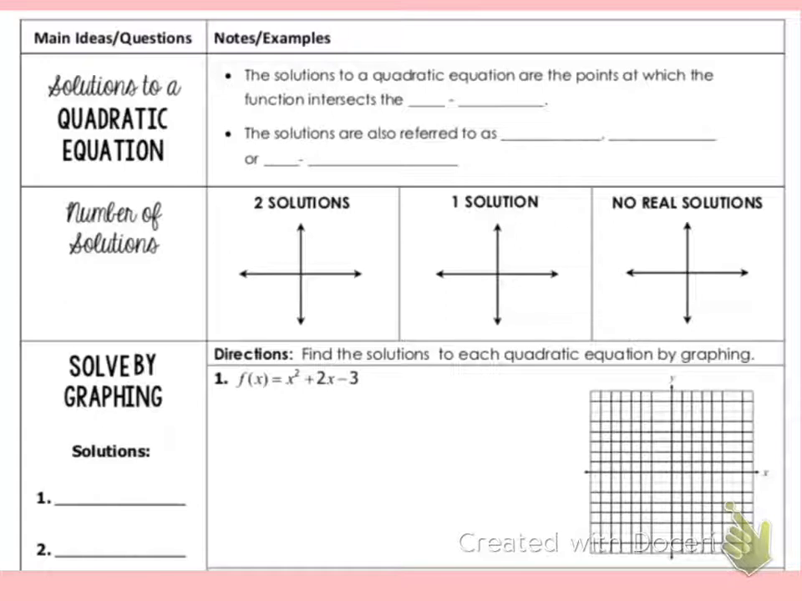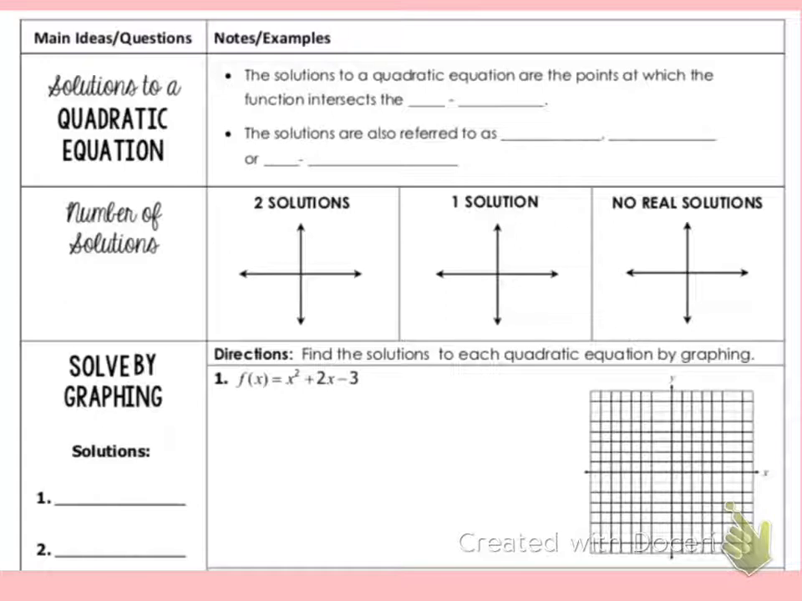And we're going to be looking at multiple different ways to solve quadratic equations. Our goal is to know multiple ways so that, depending on the type of quadratic equation we have, we can pick the best one. So we're going to be building some tools for our quadratic solving toolbox.